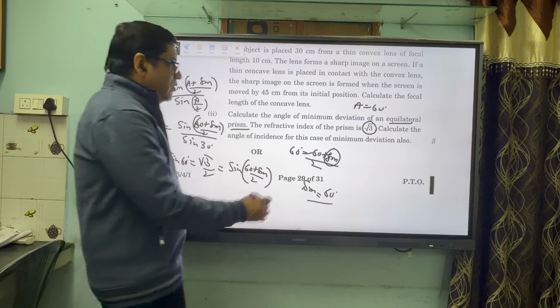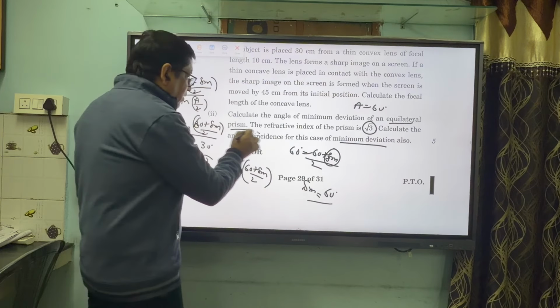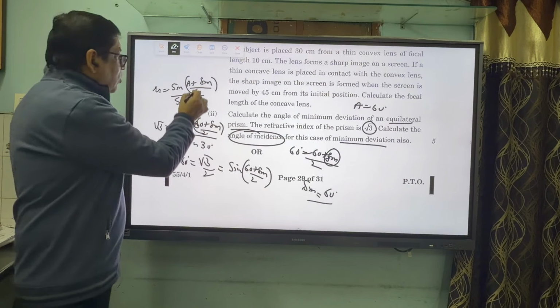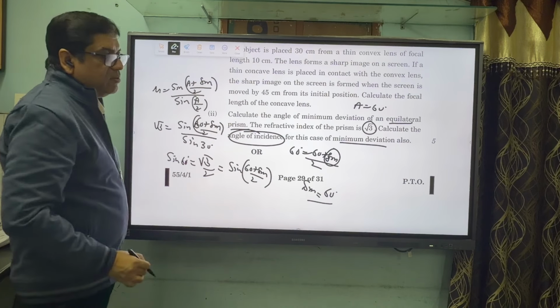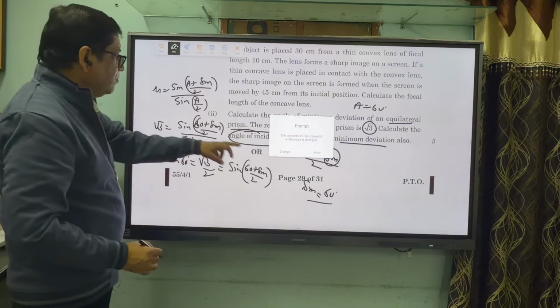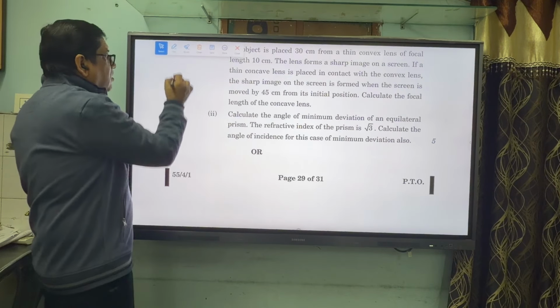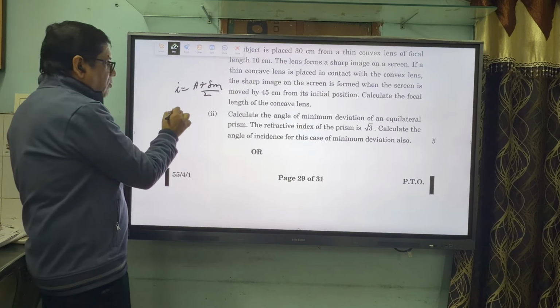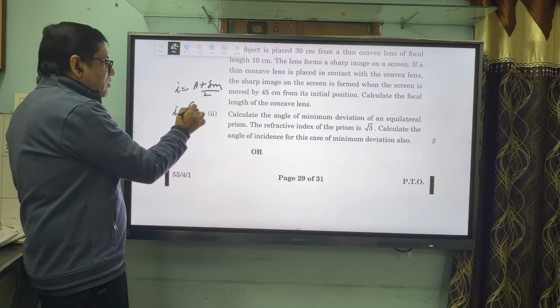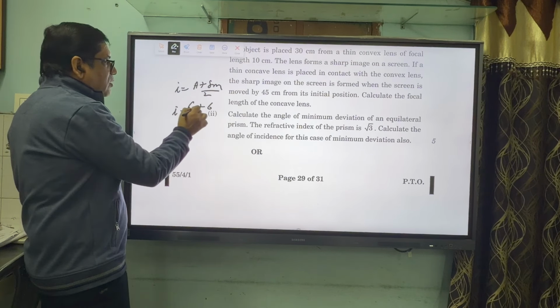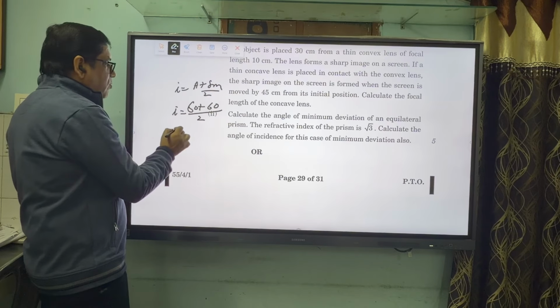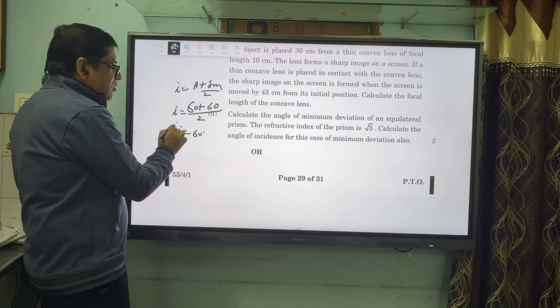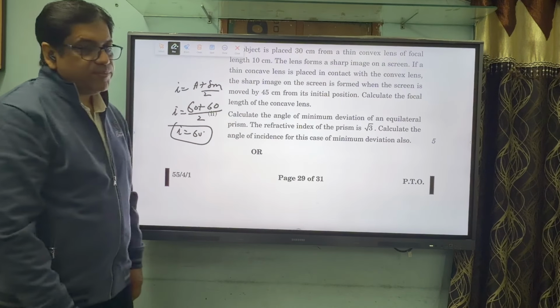Minimum deviation तो आ गया. अब हमें निकालना है क्या? Angle of incidence बताना. Now this quantity is angle of incidence. What is angle of incidence? i is equal to (A plus delta m) by 2. Angle of prism 60, minimum deviation is 60, divided by 2. So answer, angle of incidence is also equal to how much? 60 degree.